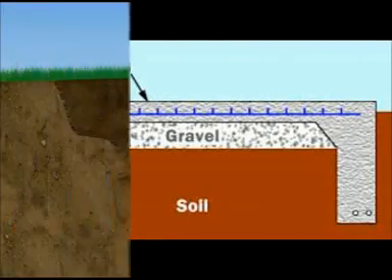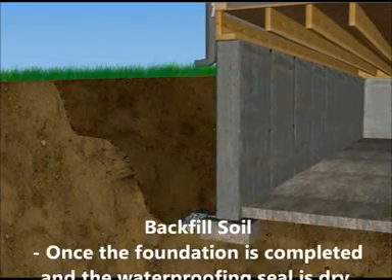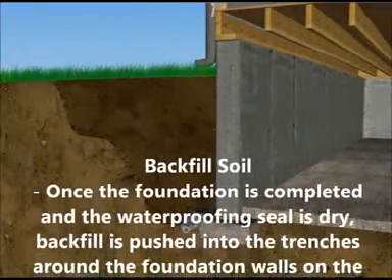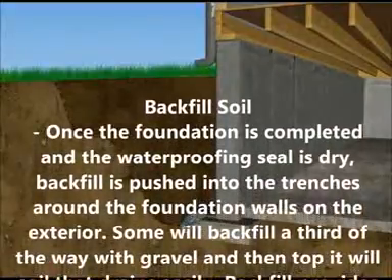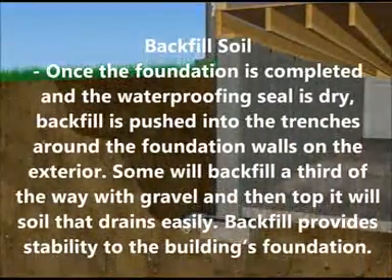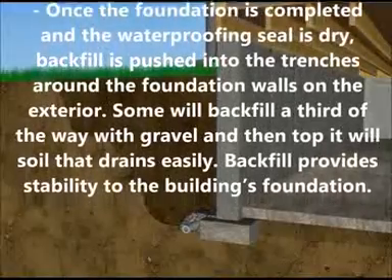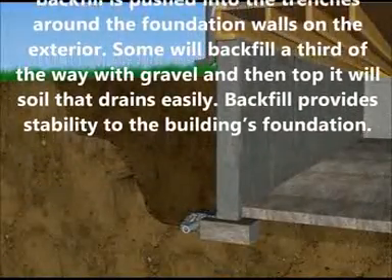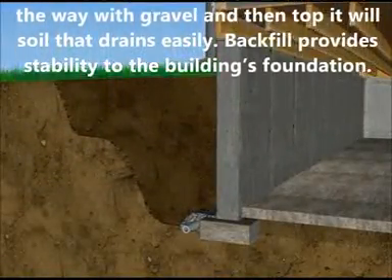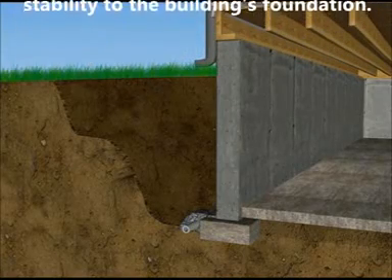Backfill soil. Once the foundation is completed and the waterproofing seal is dry, backfill is pushed into the trenches around the foundation walls on the exterior. Some will backfill a third of the way with gravel, and then top it with soil that drains easily. Backfill provides stability to the building's foundation.